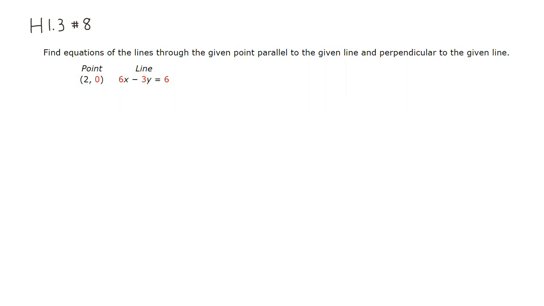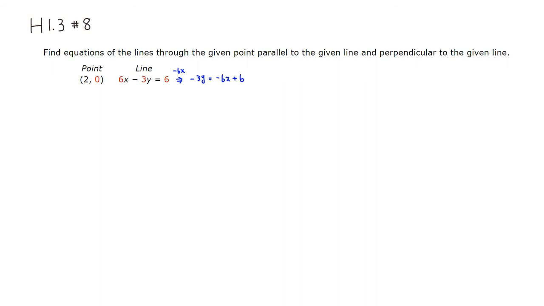First, I'm going to try to find the slope of the given line. The equation of the line is 6x minus 3y equals 6. I'm going to turn this into slope-intercept form so that we can find the slope. All you really have to do is solve this equation for y. I'm going to put 6x on the other side by subtracting 6x, so this is going to be negative 3y is equal to negative 6x, then you have a plus 6.